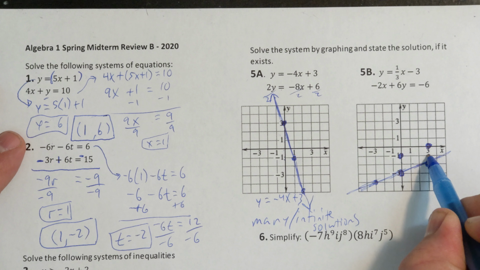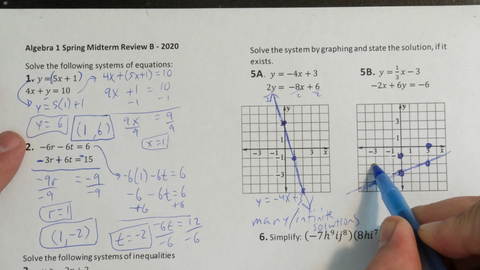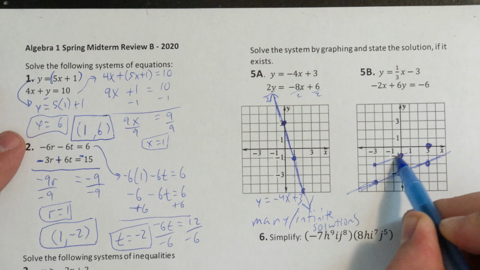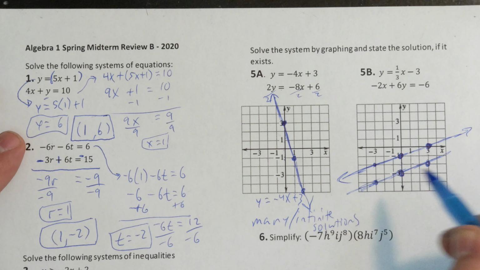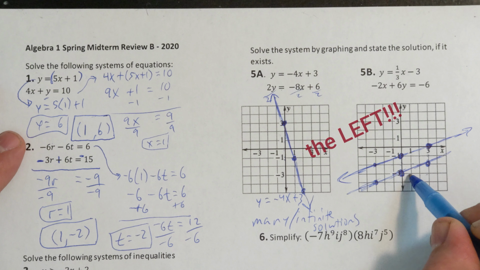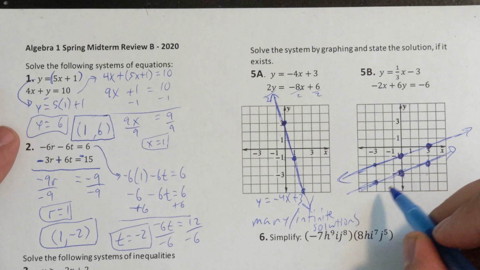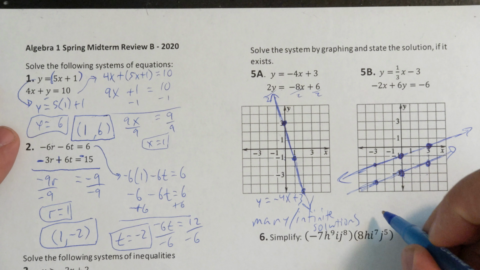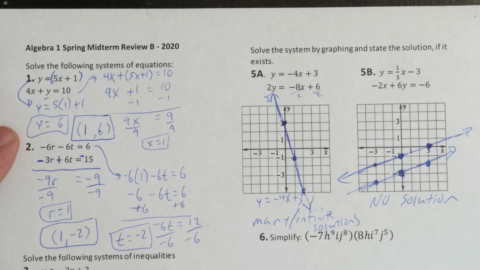And if I look, I went down 1 and then 1, 2, 3 to the left. So if I go down 1, 1, 2, 3 to the left, I can keep going. And if you look at that, this went down 1 and 3 to the right. This went down 1 and 1, 2, 3 to the right. They have exactly the same slope. So that means that there's not going to be a solution. They're never going to cross. They're parallel to each other. So you would see no solution.